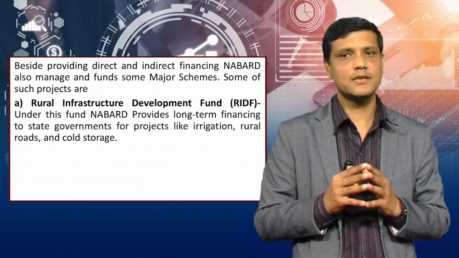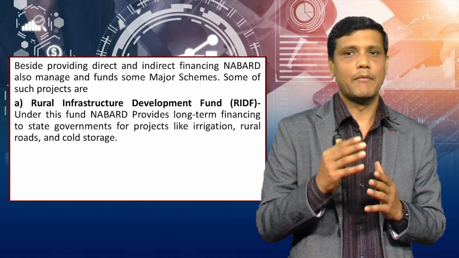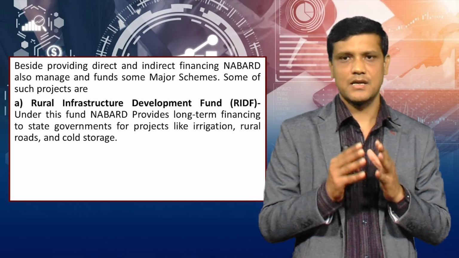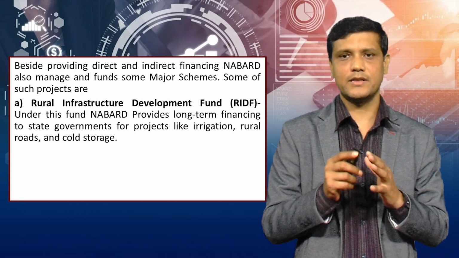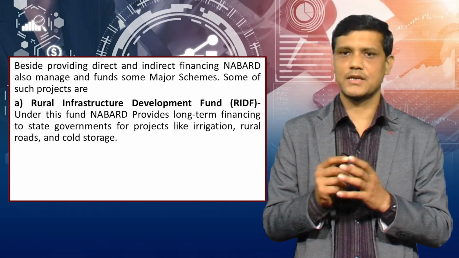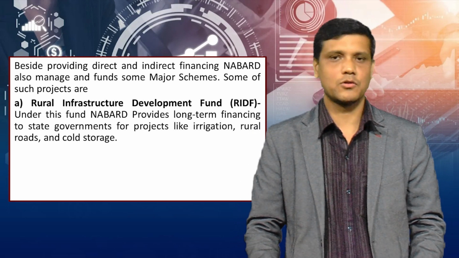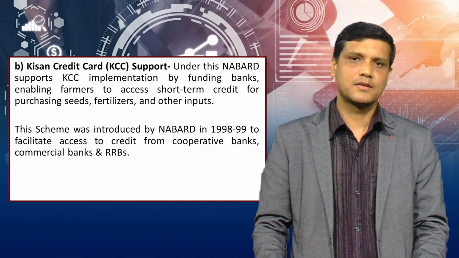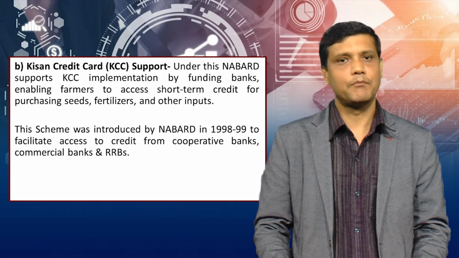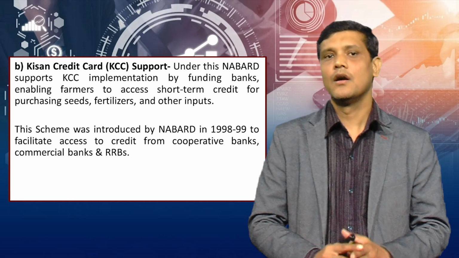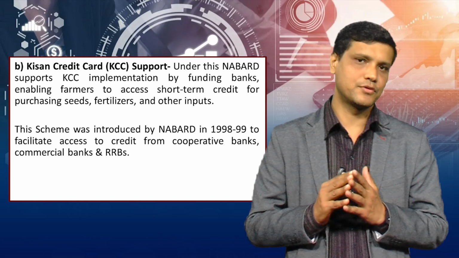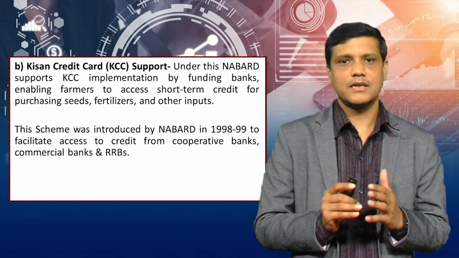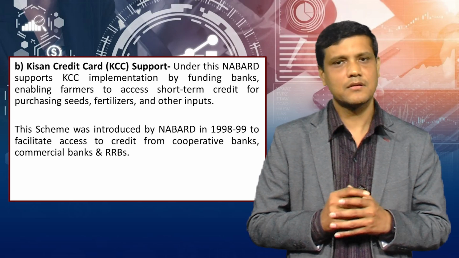Besides providing direct and indirect finance, NABARD also manages and funds some major schemes. Some of such schemes are: number one, the Rural Infrastructure Development Fund, that is RIDF. Under this fund, NABARD provides long-term financing to state governments for projects like irrigation, rural roads and cold storage. The next one is Kisan Credit Card Support. Under this, NABARD supports KCC implementation by funding banks, enabling farmers to access short-term credit for purchasing seeds, fertilizers and other inputs. This scheme was introduced by NABARD in 1998-99 to facilitate access to credit for cooperative banks, commercial banks and RRBs.